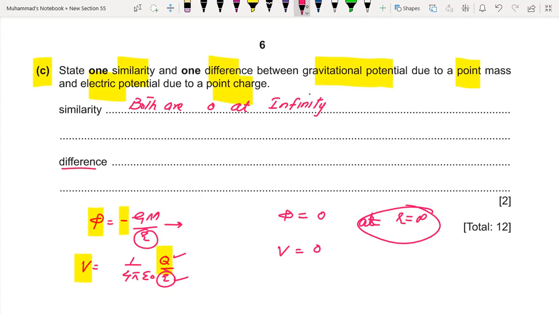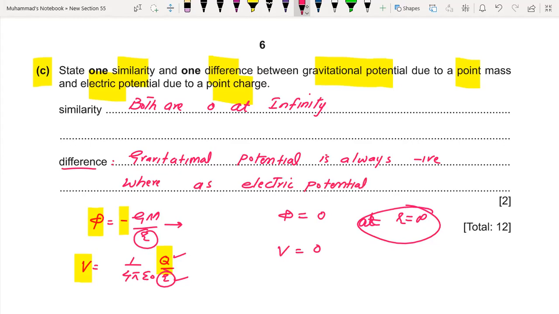Okay, so the difference is gravitational potential is always negative, whereas electric potential can be negative and positive.